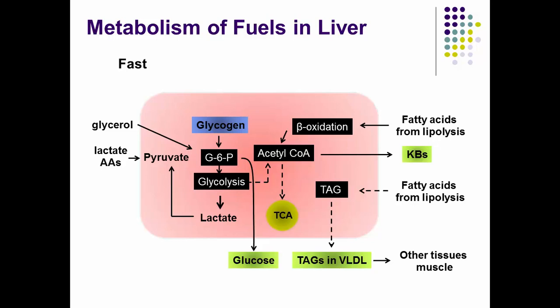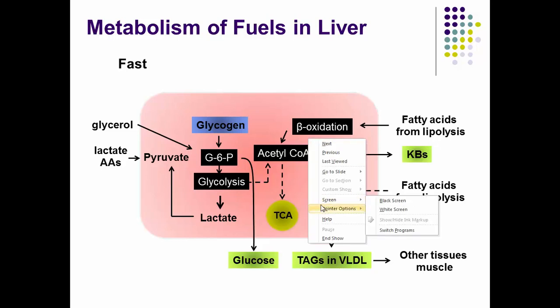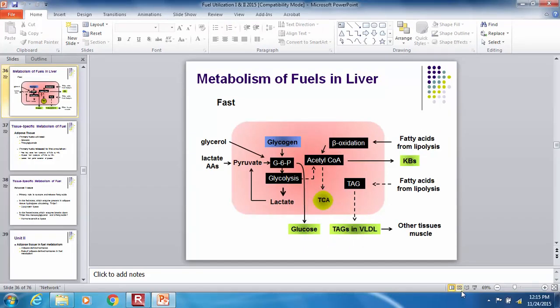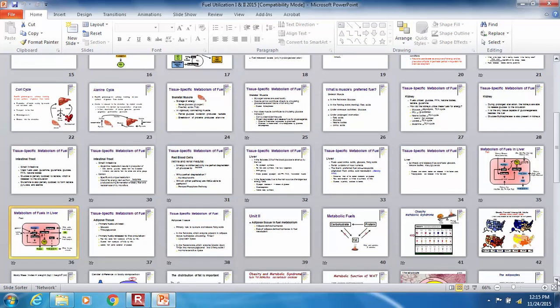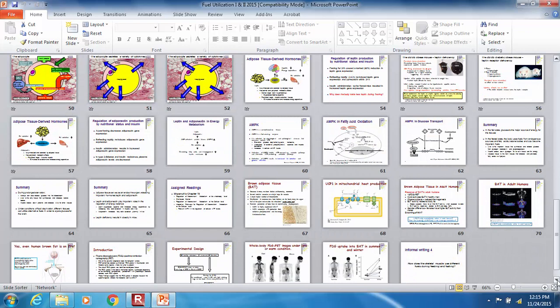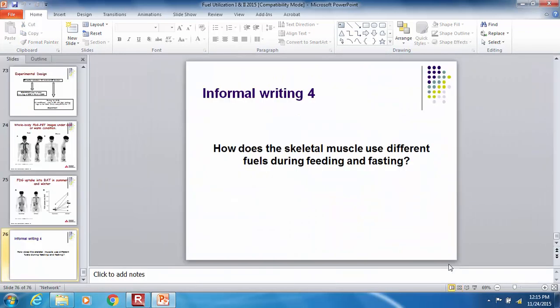All right, so I think we just stop here and we have informal writing. So for today's informal writing, please write something like, how does the skeletal muscle use the different fuels during feeding and fasting? Very simple, right?